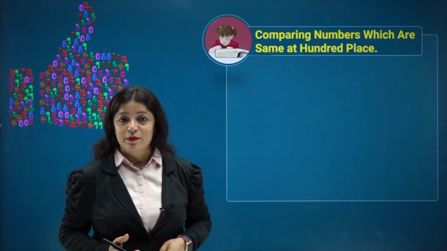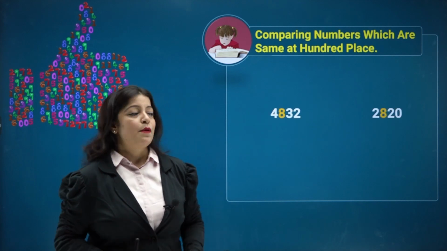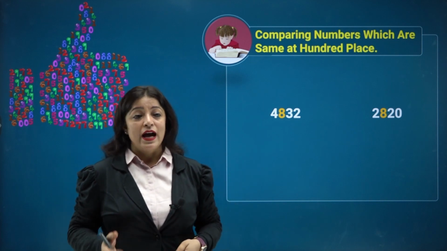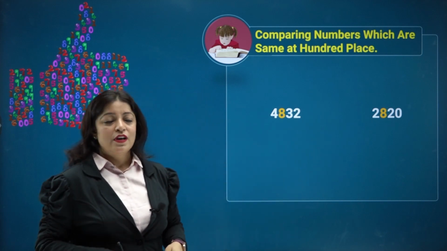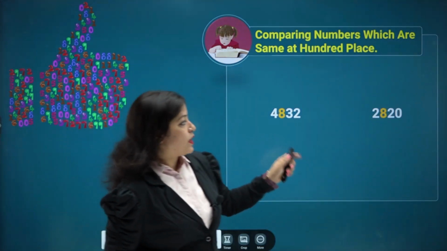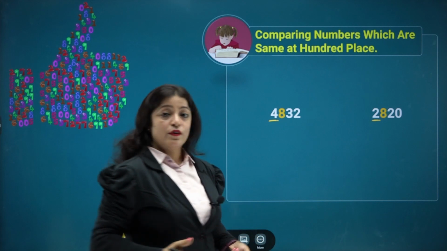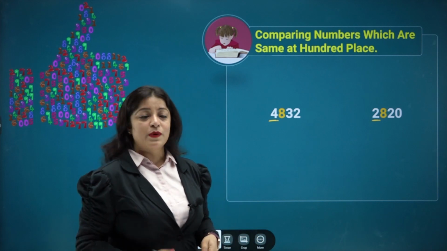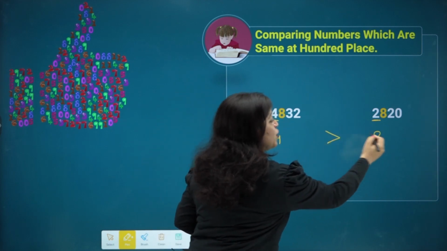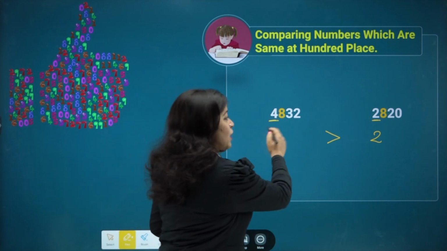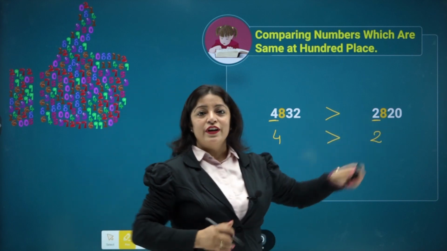Let's move on to the next segment where we have to compare numbers which are the same at the hundreds place. For example, if two numbers are given, 4832 and 2820. Both these numbers have the same digit at the hundreds place. So how can we compare them? Looking at these two numbers, we notice that this is 4000 and this is 2000. Both are digits at the thousands place, and on comparing them, we find that 4 is greater than 2. So directly we can say that out of these two numbers, 4,832 will be greater than 2,820.